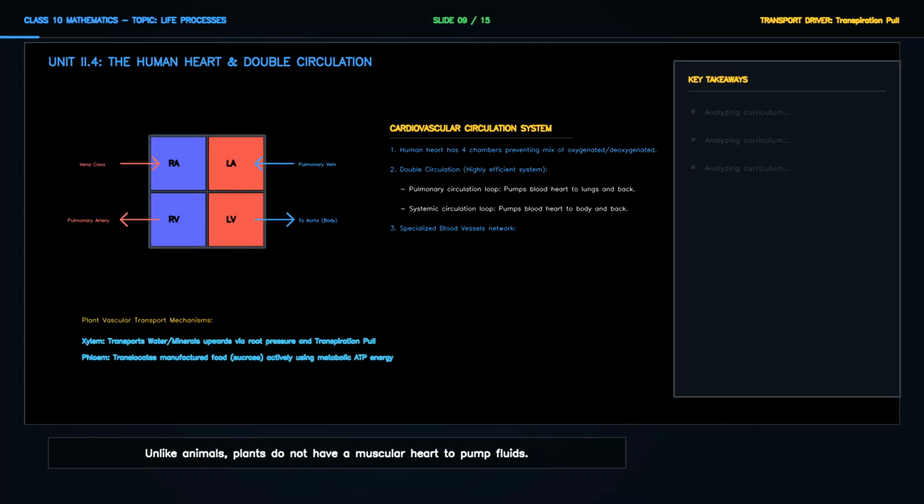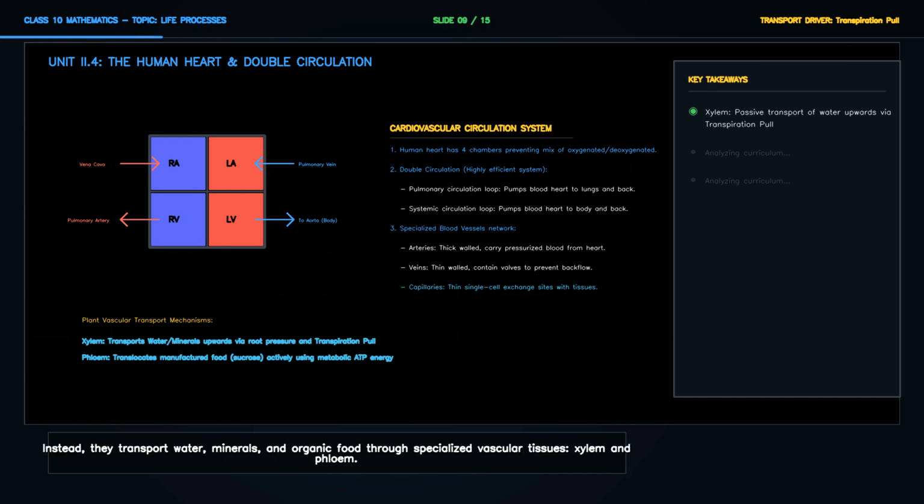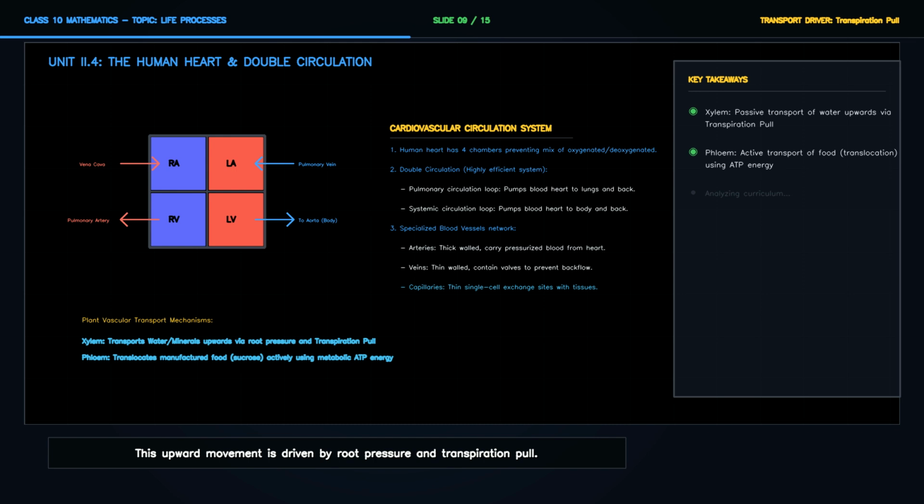Unlike animals, plants do not have a muscular heart to pump fluids. Instead, they transport water, minerals, and organic food through specialized vascular tissues, xylem and phloem. Xylem transports water and dissolved mineral ions absorbed from the soil upwards from the roots to the leaves. This upward movement is driven by root pressure and transpiration pull.